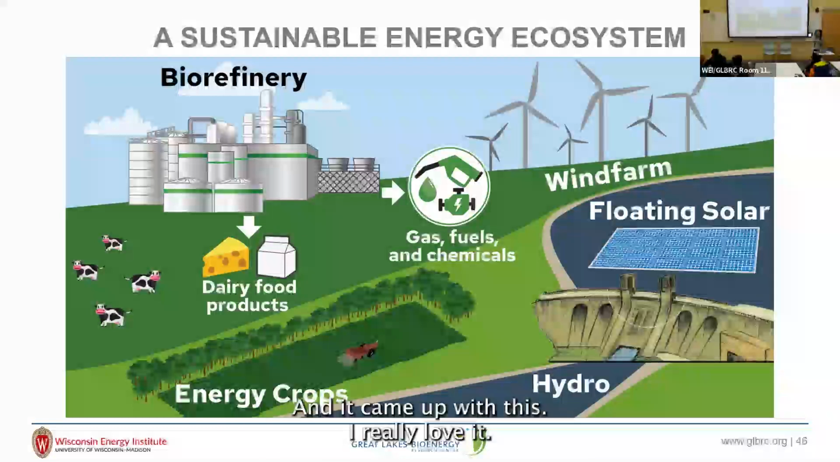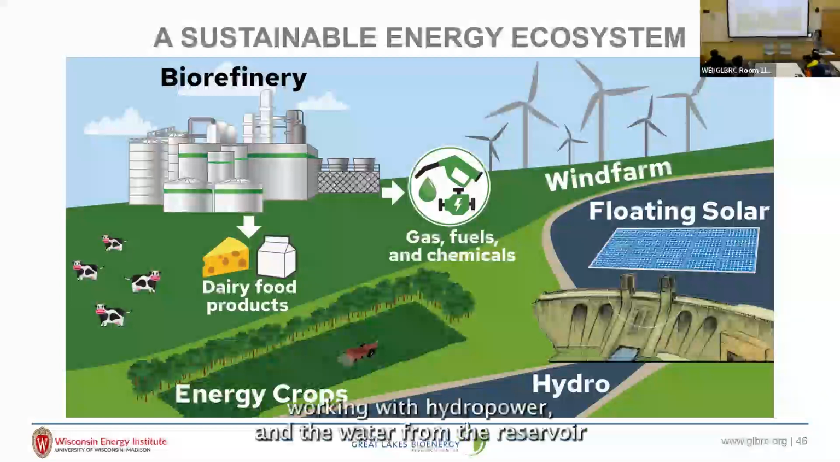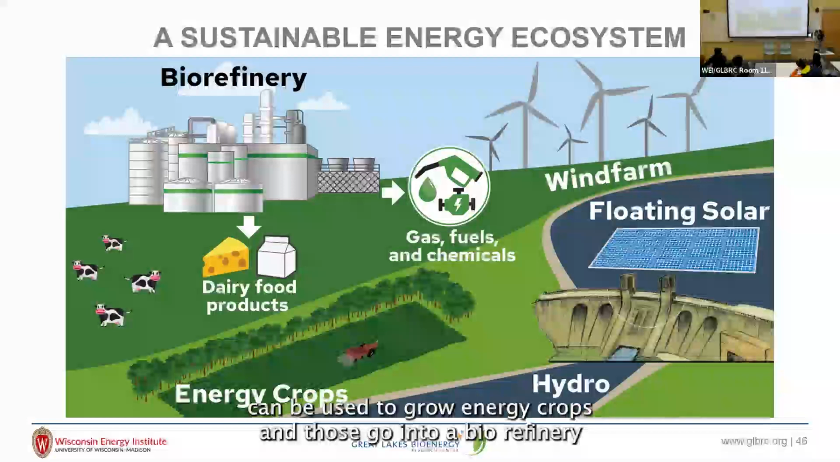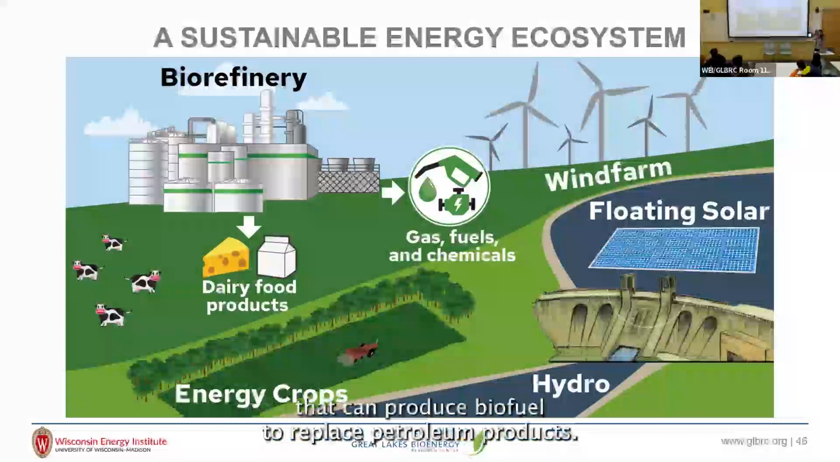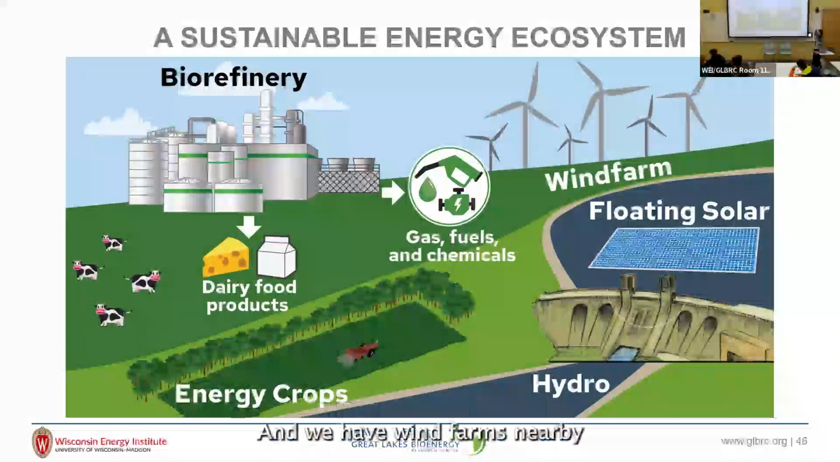I really love it. So we can have floating solar working with hydropower, and the water from the reservoir can be used to grow energy crops. And those go into a biorefinery that can produce biofuel to replace petroleum products. And we have wind farms nearby that can also take advantage of our transmission system. So that's my dream. Hopefully one day that will become true.